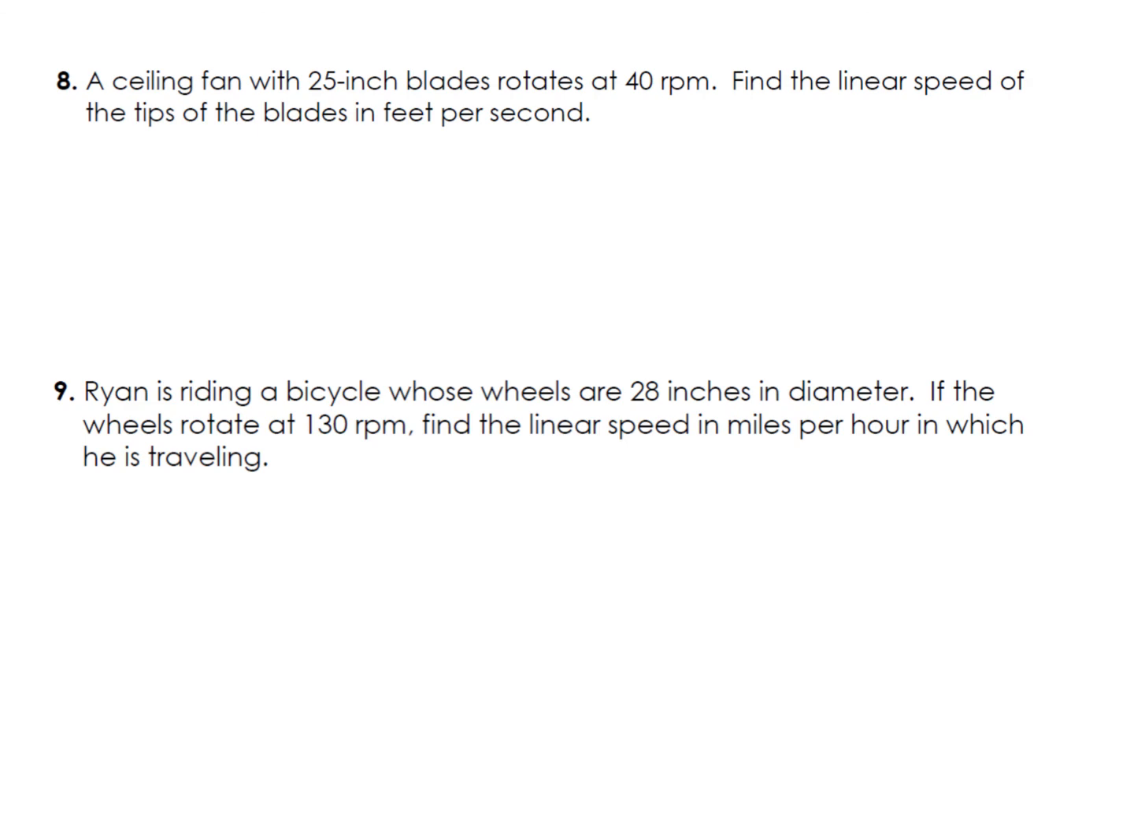In problem 8, a ceiling fan with a 25-inch blade rotates at 40 RPM, revolutions per minute, or rotations per minute. Find the linear speed of the tips of the blade in feet per second. So we want to end up in feet per second. I have to start that I have 40 revolutions in 1 minute. How can I convert that to feet per second? Well, minutes to seconds, 1 minute is 60 seconds. And I have my denominator in seconds.